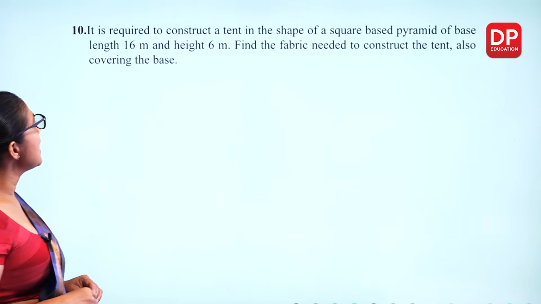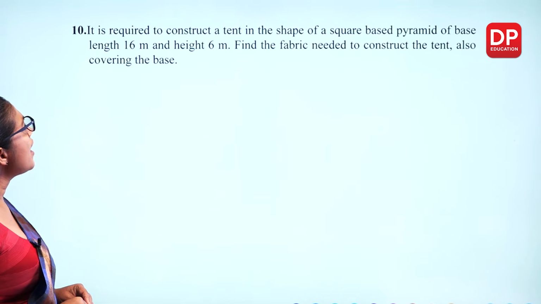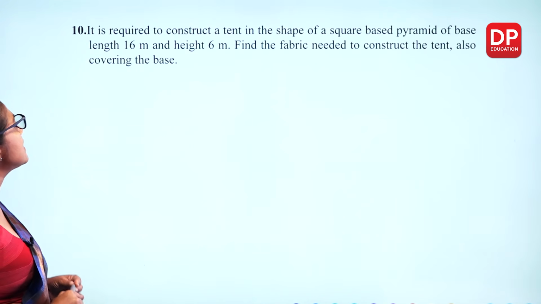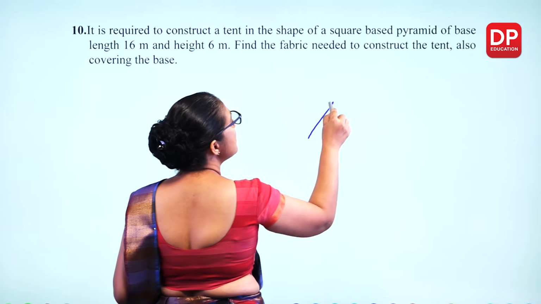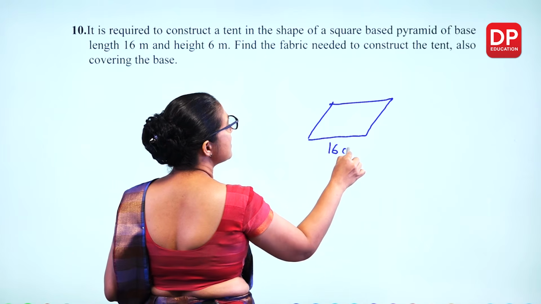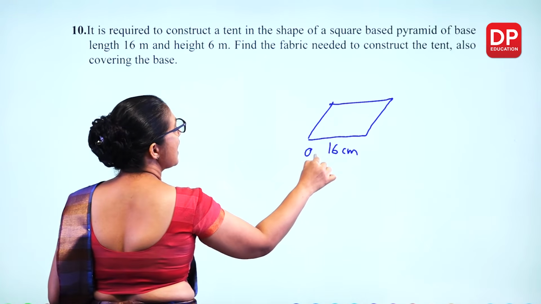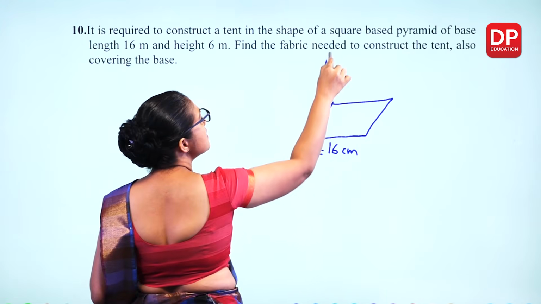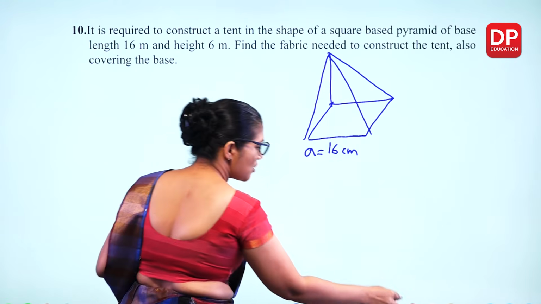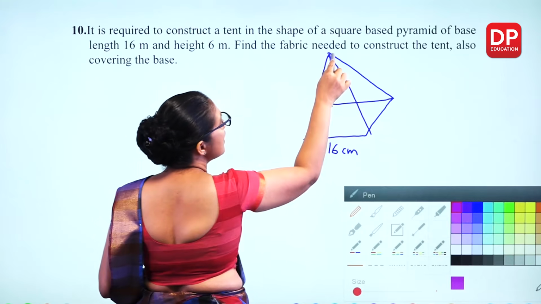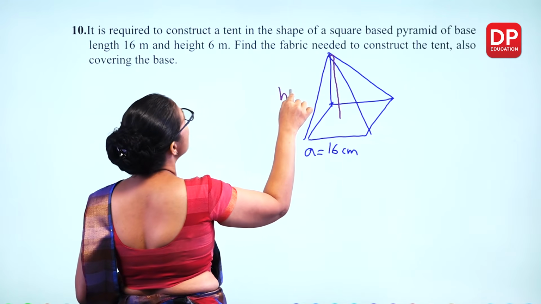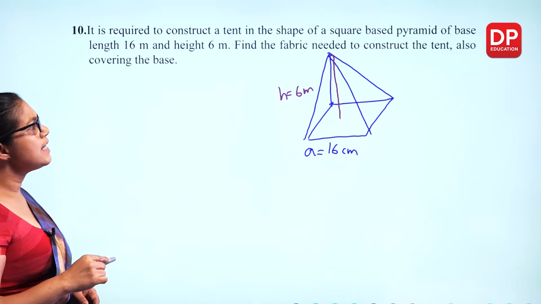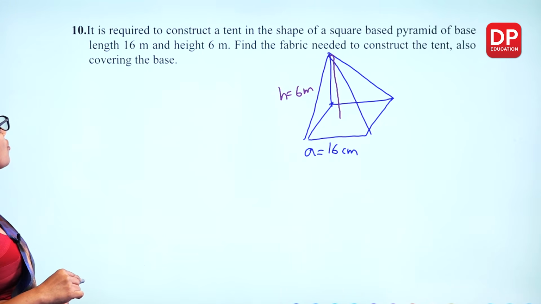We'll take question number 10. It says it is required to construct a tent in the shape of a square base pyramid of base length 16. Now in this tent, base length is given. That's A. And the height. Height means the perpendicular height of the pyramid. Here to here. H is given, 6 meters. Find the fabric needed to construct the tent, also covering the base.